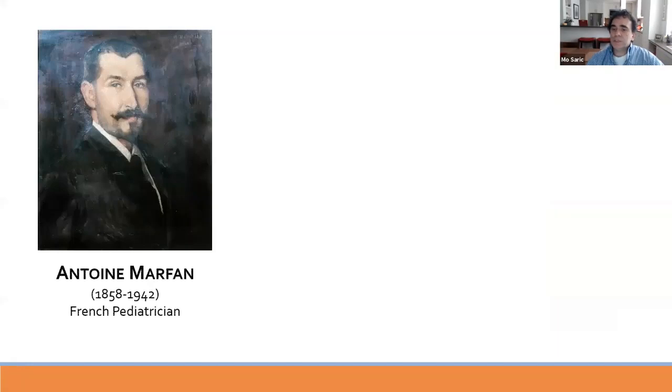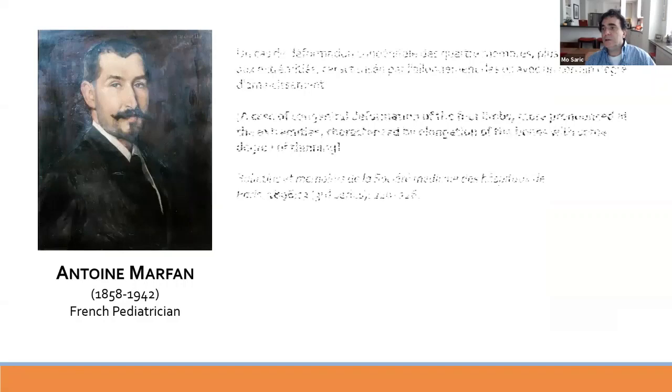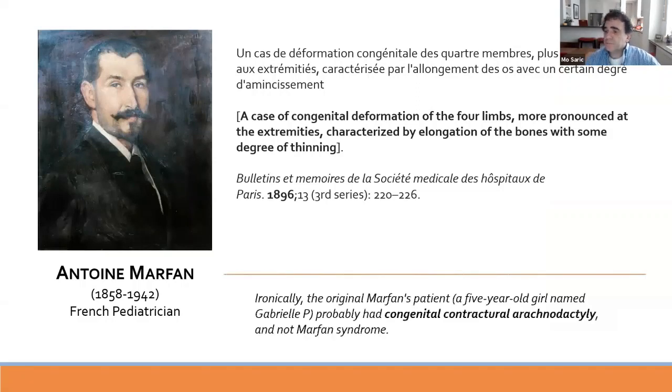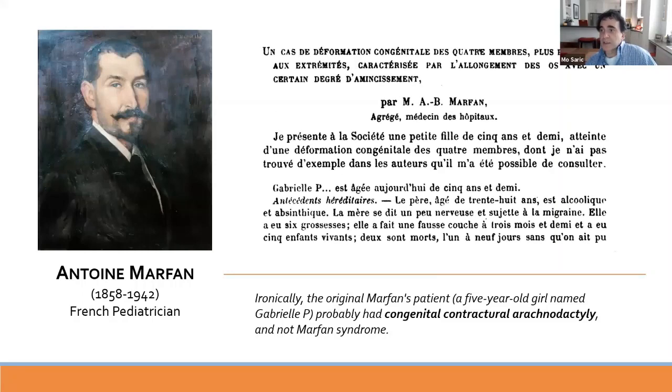Marfan syndrome, this is Antoine Marfan, French pediatrician, who published in 1896 a case of congenital deformation of the forelimbs, more pronounced at the extremity, characterized by elongation of the bones with some degree of thinning. And interestingly and ironically probably, the original Marfan patient, a 5-year-old girl named Gabrielle, probably had a completely different disorder, congenital contractural arachnodactyly, and not what we now refer to as Marfan syndrome.